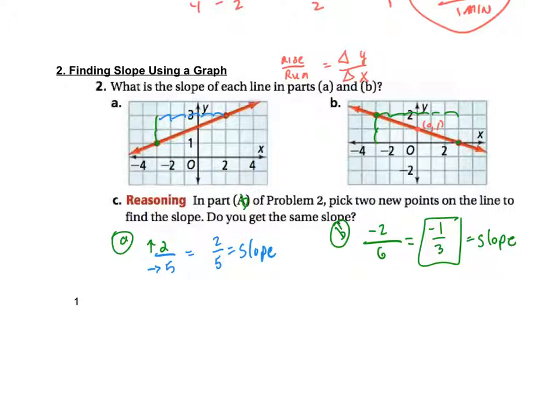And then if I use that point to get to this point, I am going to end up going down 1 and then right 3. So it looks like when I do this one, the change is going down 1 and then right 3. So sure enough, I get the same slope as long as I'm using points that are on the line.